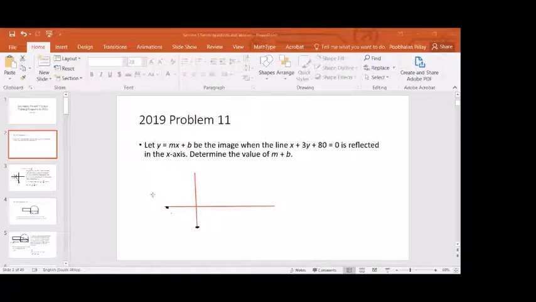So you've got a straight line that goes through these points. This is x plus 3y equals minus 80. And this line is actually the reflection of another line, y equals mx plus b. You're reflecting this thing across the x-axis. What does this mean?